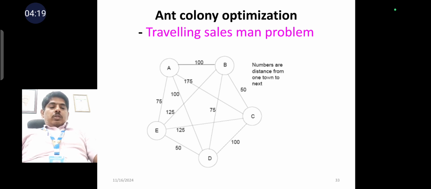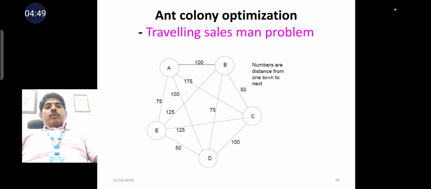The distances here can be in meters or kilometers. Between areas A and B, the distance is 100 meters. Between B and C, the distance is 50 meters. Between C and D, it is 100 meters again. D and E is 50 meters. E and A is 75 meters.